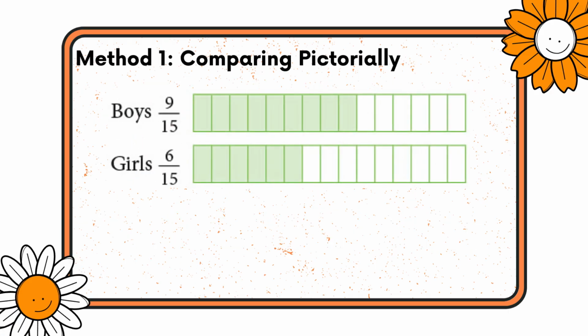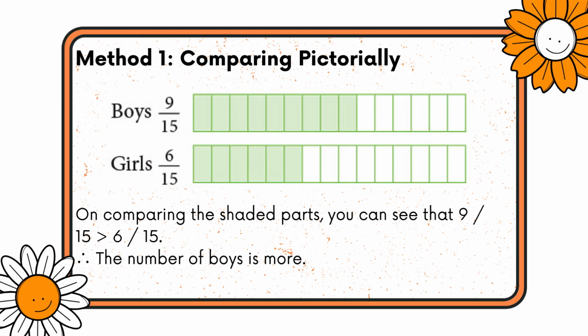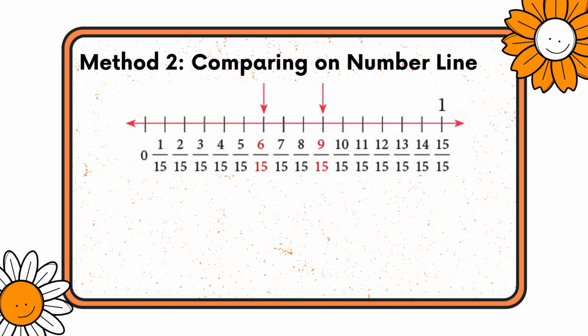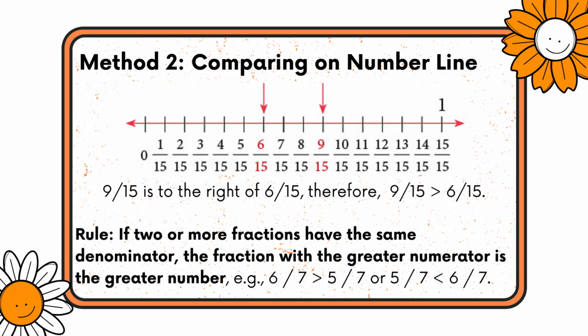Method 1. Comparing pictorially. Here, we can see that on comparing the shaded parts, 9 by 15 is greater than 6 by 15. Hence, the number of boys is more. Method 2. Comparing on number line. Here, 9 by 15 is to the right of 6 by 15. Therefore, 9 by 15 is greater than 6 by 15. Rule: if two or more fractions have the same denominator, the fraction with the greater numerator is the greater number. Example: 6 by 7 is greater than 5 by 7, or 5 by 7 is less than 6 by 7.